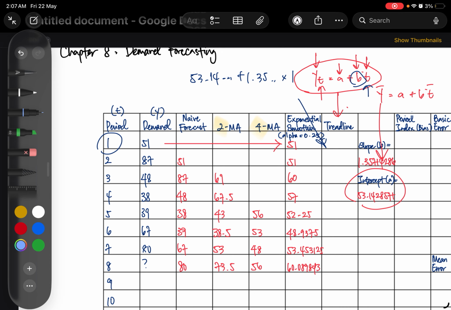Actually, give me a minute. Yes, it should be 54.5. And then the next one, using the same equation, 53.14 plus 1.35, from the intercept and the slope added together, times what period is it? It's the second period, so we multiply by 2. The answer you should get should be 55.85714. I didn't have enough space, so it's 55.85714, and then you can continue.